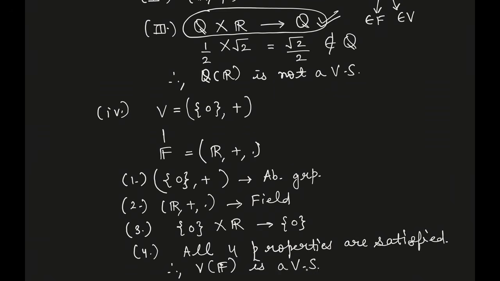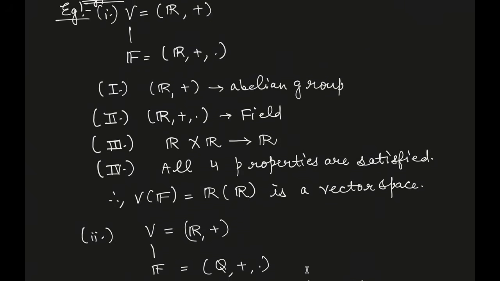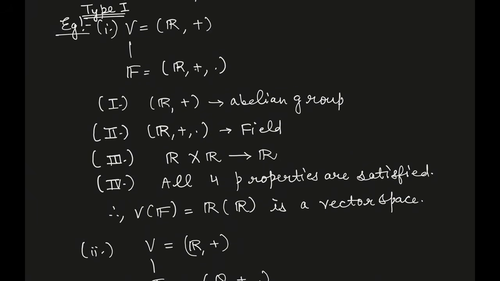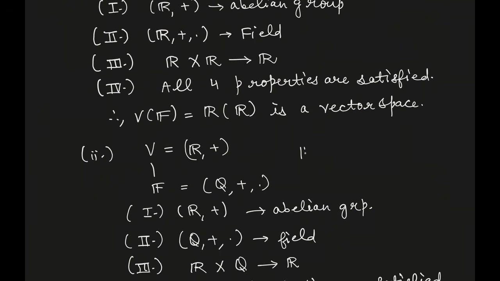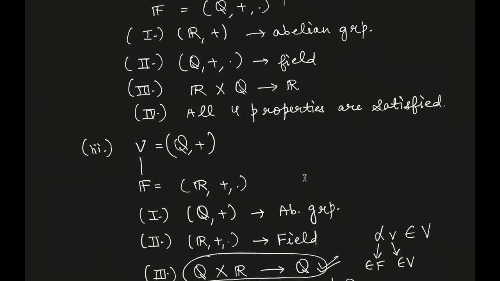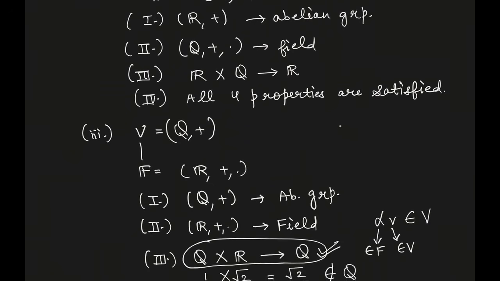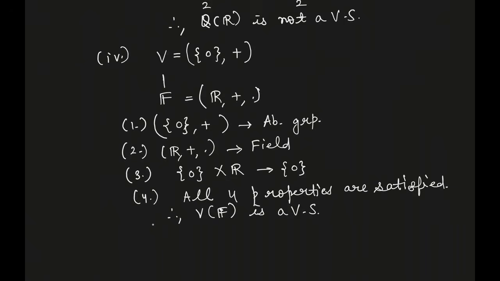Now I am going to tell you another trick. In the first example, you can clearly see that the field was contained in the vector space. Here also the field was contained in the vector space. In both the cases it was a vector space, but here the problem was that the set of vectors was contained in the field. So this was a problem.